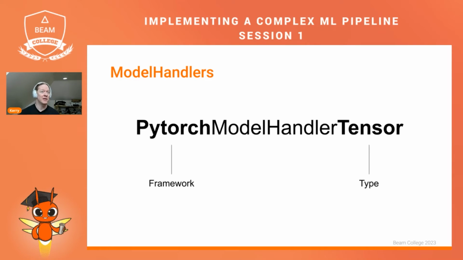Model handlers have a naming convention like PyTorch Model Handler Tensor, where we begin with the framework, we say that it is a model handler, and we say what kind of input type it expects. Mainly tensor or numpy are the two that we find most common. And often that type is omitted if there's only one type of input. We only include it when we usually have a tensor version and a numpy version.